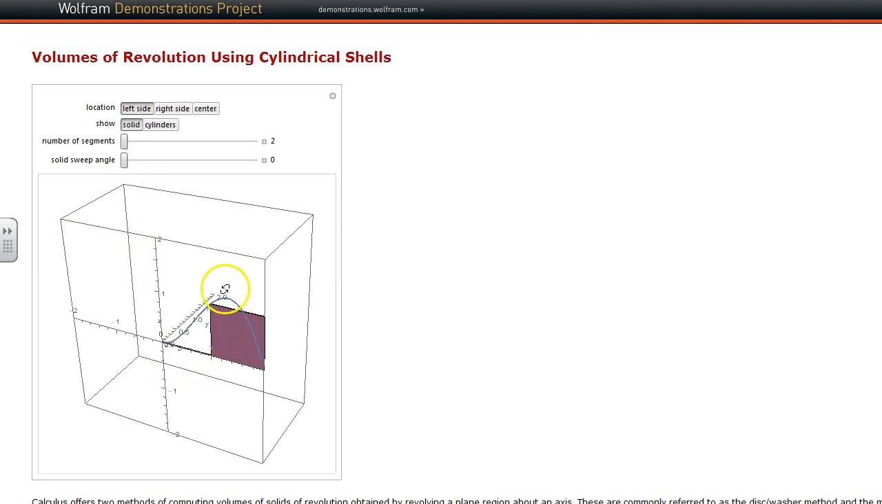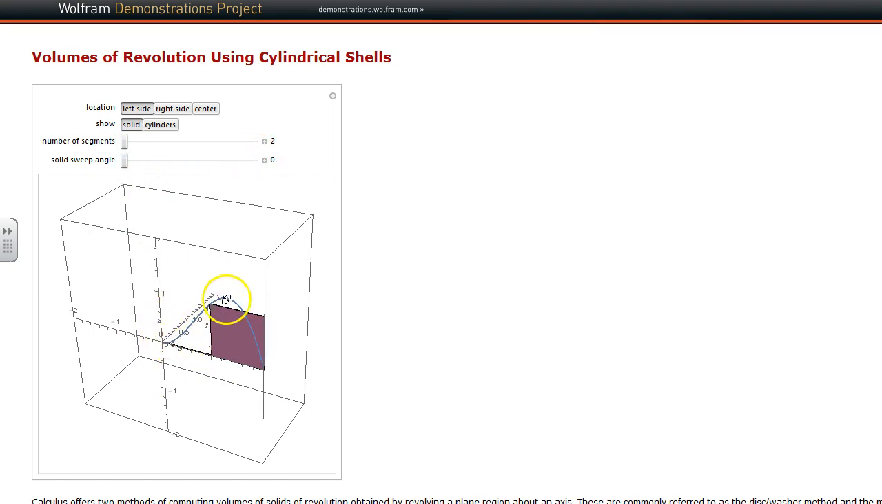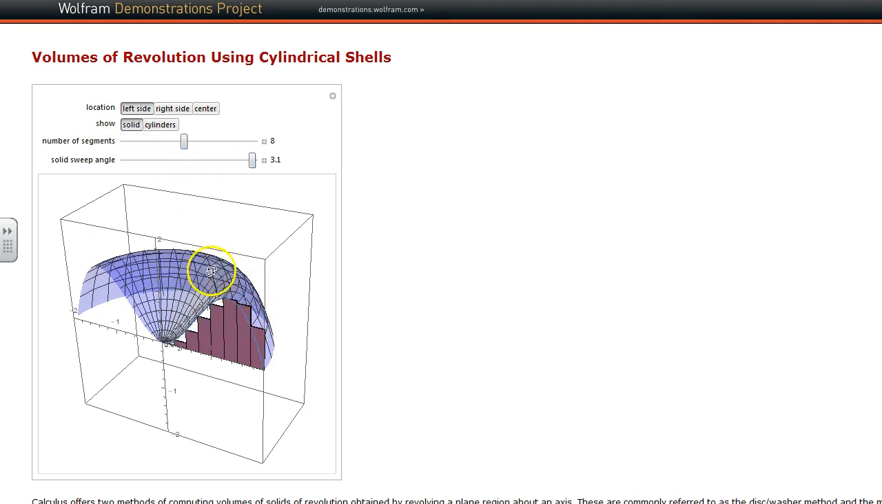This last one is what we call the shell method. Notice this time, as we rotate around, we're not going around the x-axis, we're going around the y-axis. We're taking that same function shape and sweeping it around the y-axis. These segments are not rotating around this way, creating disks. They're rotating around the y-axis in this case, and they're creating something called shells.